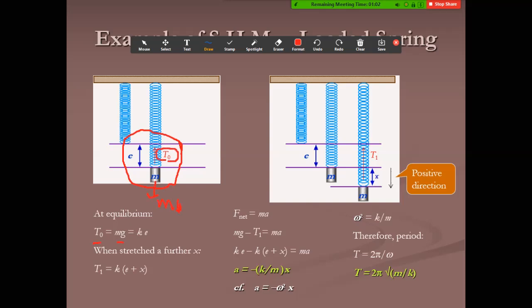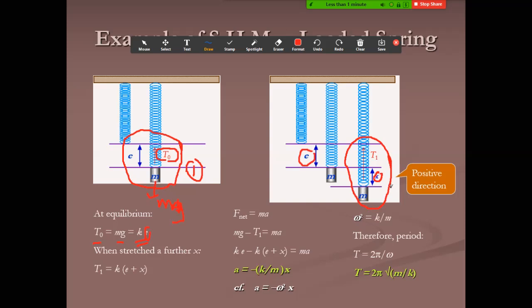The T naught value is equal to mg, which equals ke, k times e, the extension of the spring, acting up. So mg equals the extension force up. In the first diagram, when you leave the spring and it hasn't oscillated yet, it's in equilibrium. To oscillate, you have to further extend it. You extend it down by another extra x, on top of e.